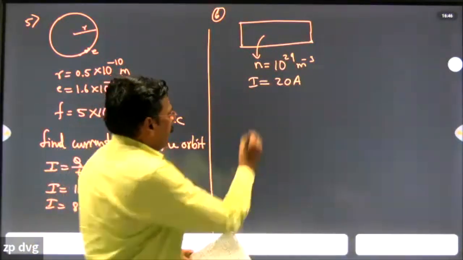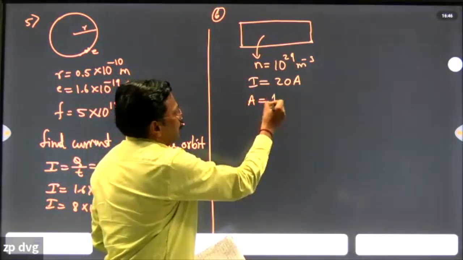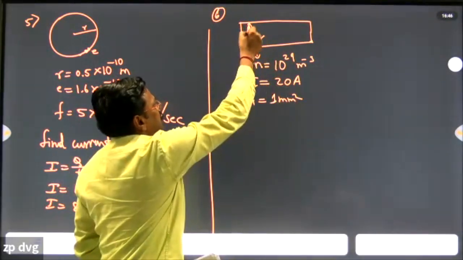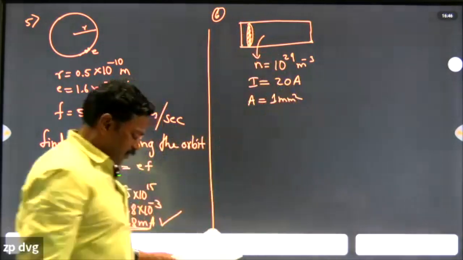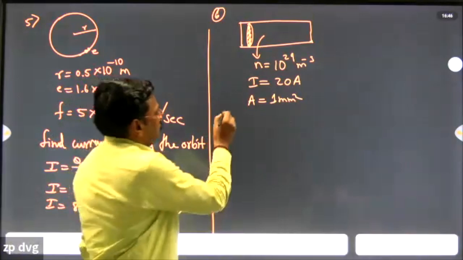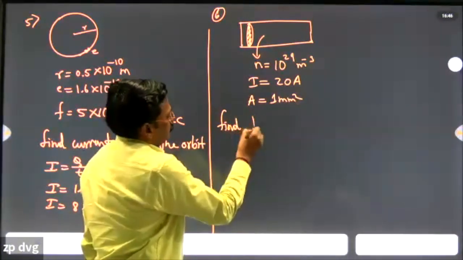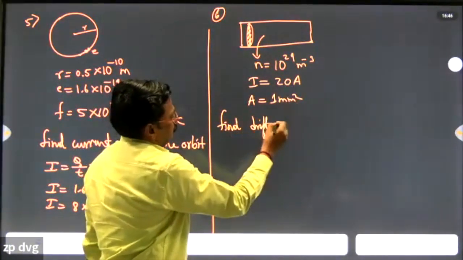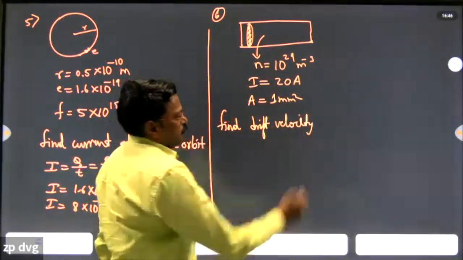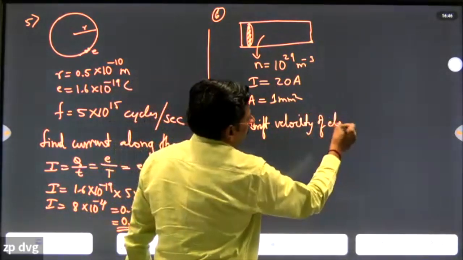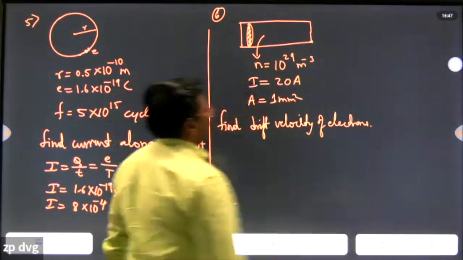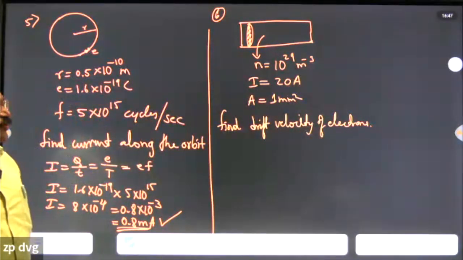The wire has a cross section area of 1 millimeter square. So this is the cross section area; the area of cross section of this wire is 1 millimeter square. What is the drift velocity? Find the drift velocity of electrons, of course, free electrons. So what is the value of the drift velocity of free electrons?